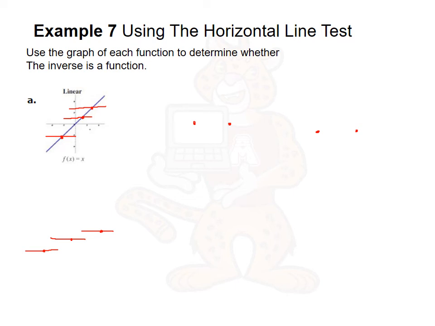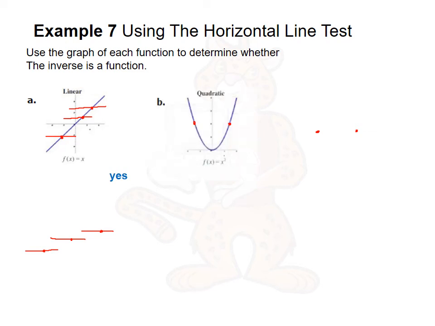If you notice here, when I drew this horizontal line, it intersected in one point. Let me draw another one. Also, I notice that this line intersects my linear function in one point, and you can continue doing this as many times as you want. Every time that you draw a horizontal line, it is going to intersect your graph in exactly one point, no more than once. So this function has an inverse. The inverse of this function is a function.